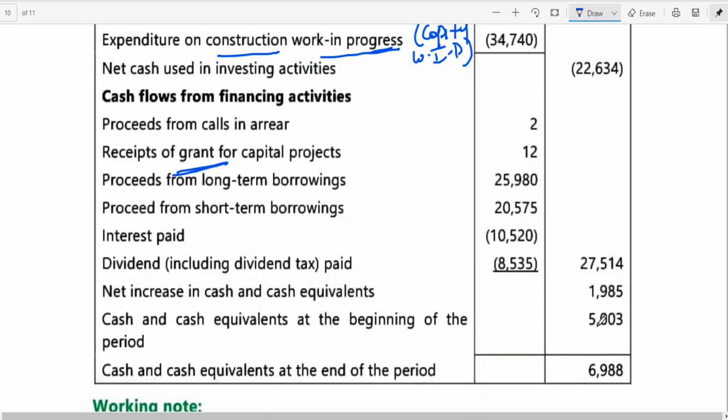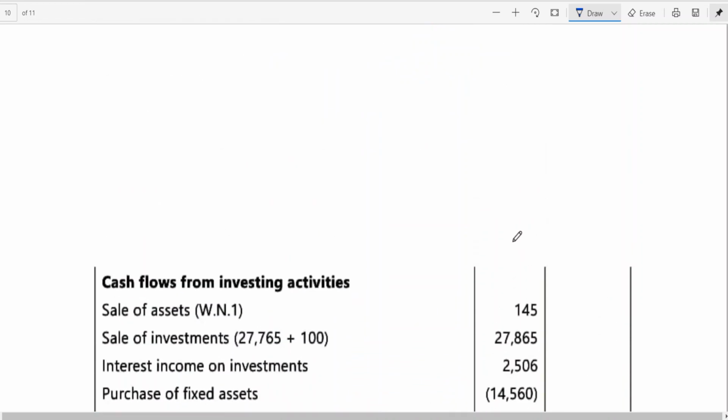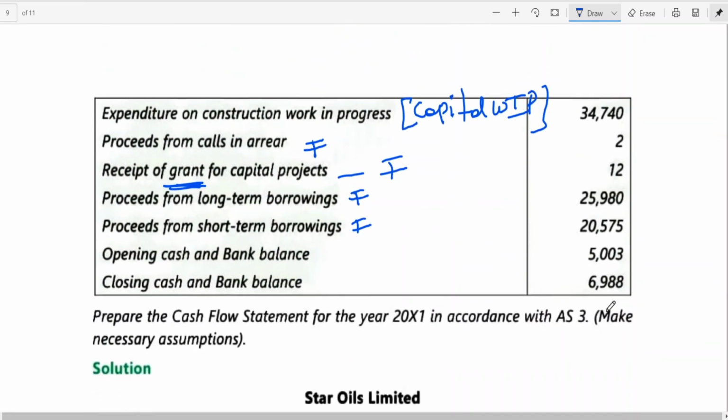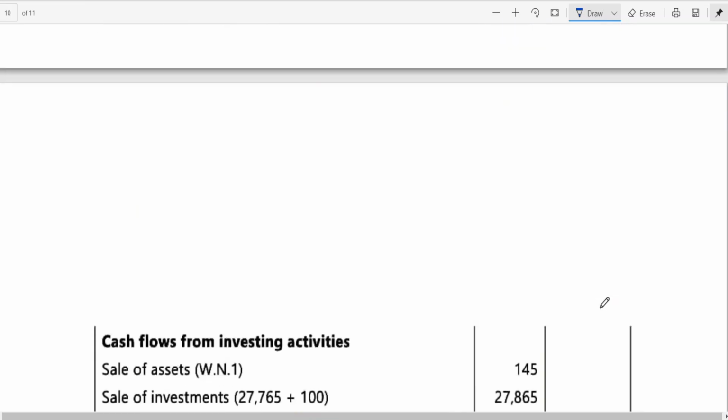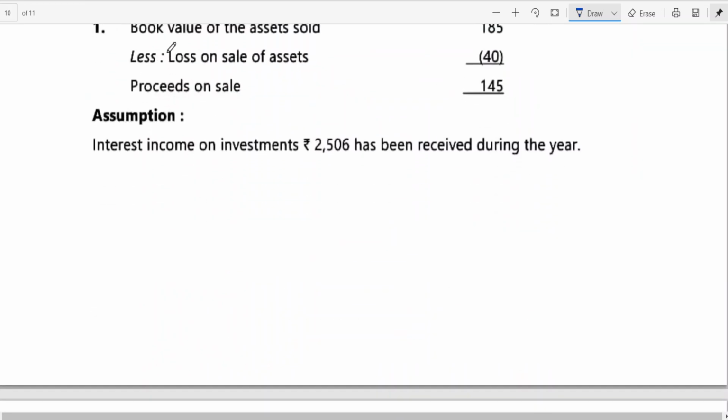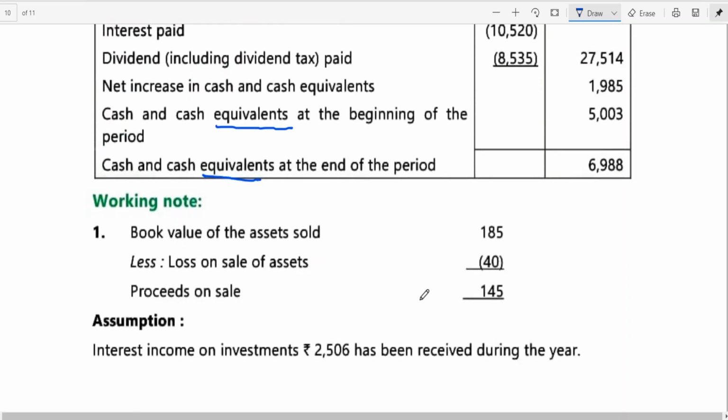So cash and cash equivalents at the beginning of the period 5,003. This was given in the problem, and if you add that you will be getting 6,988 as cash and cash equivalents at the end of the period. So I think better use the word equivalents. Whether equivalents are there or not, you can use the word equivalents. And this already I have explained, same. I have already explained how you got that 145 rupees.